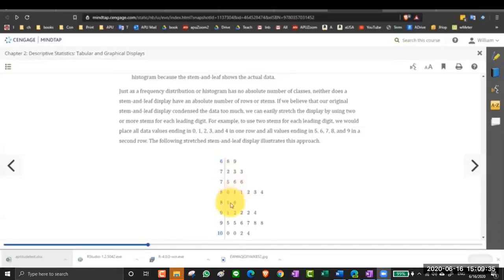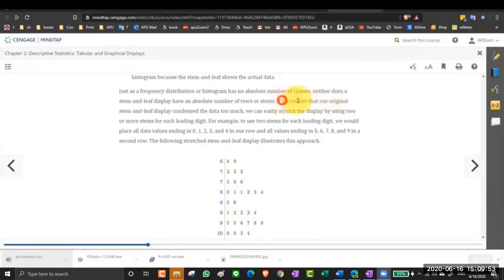And then 80, they also split up. So this is from 80 to less than 85, and this is from 85 to less than 90. Okay, so you could split it up like this as well.